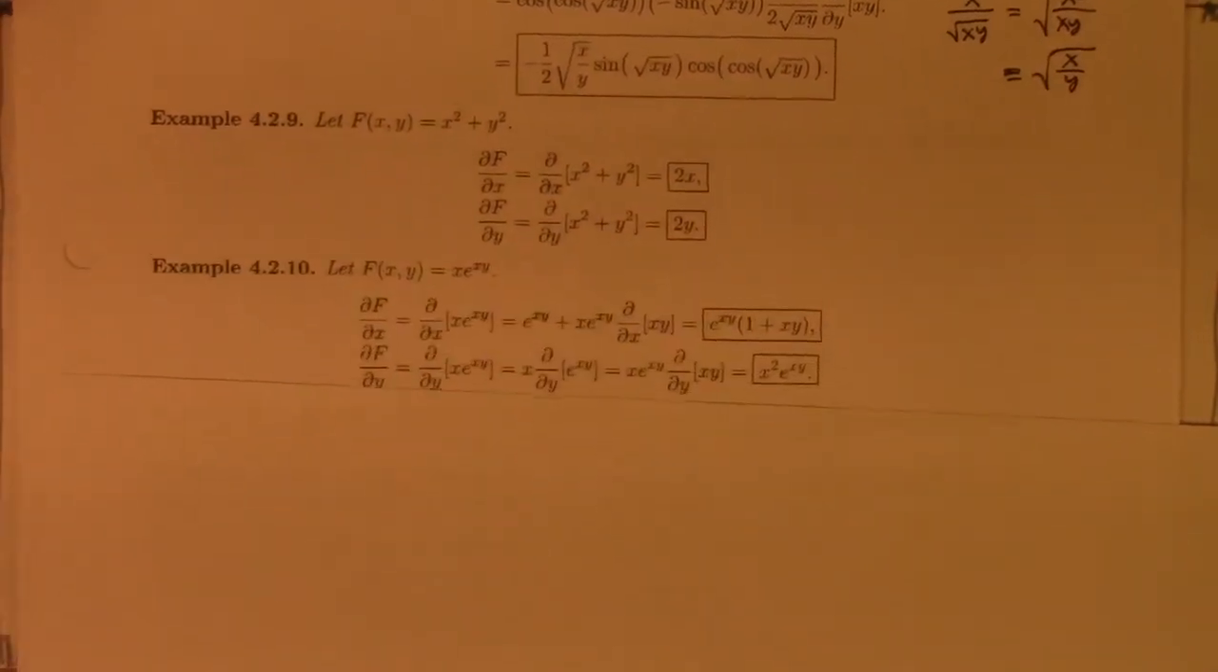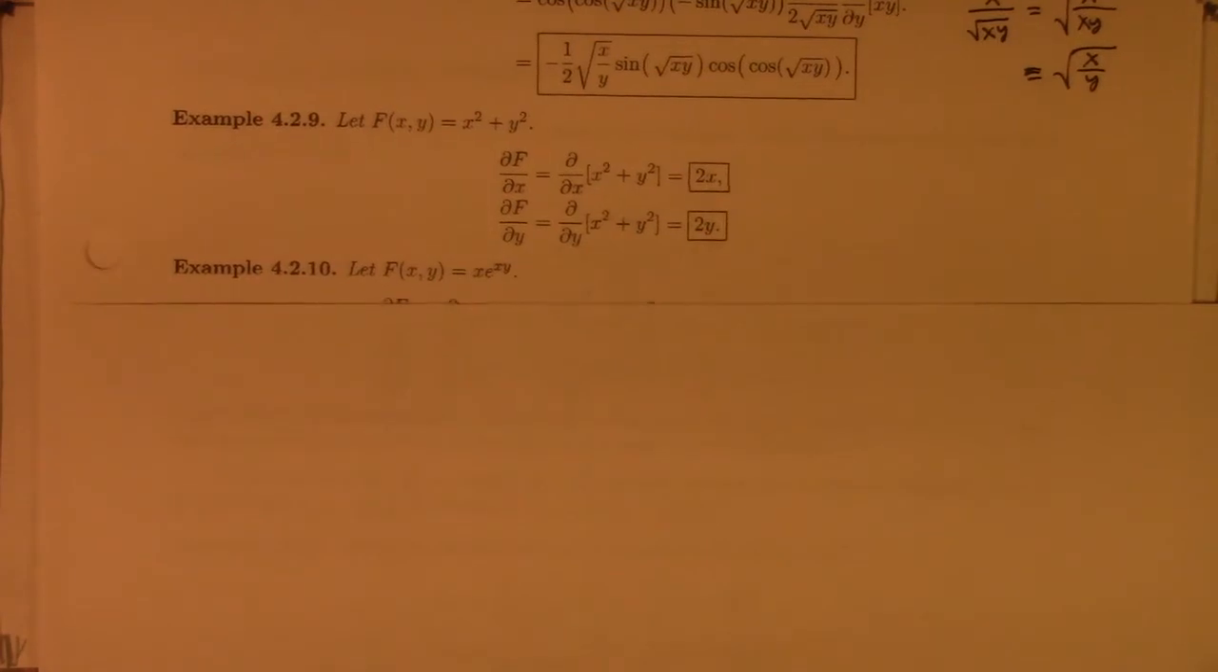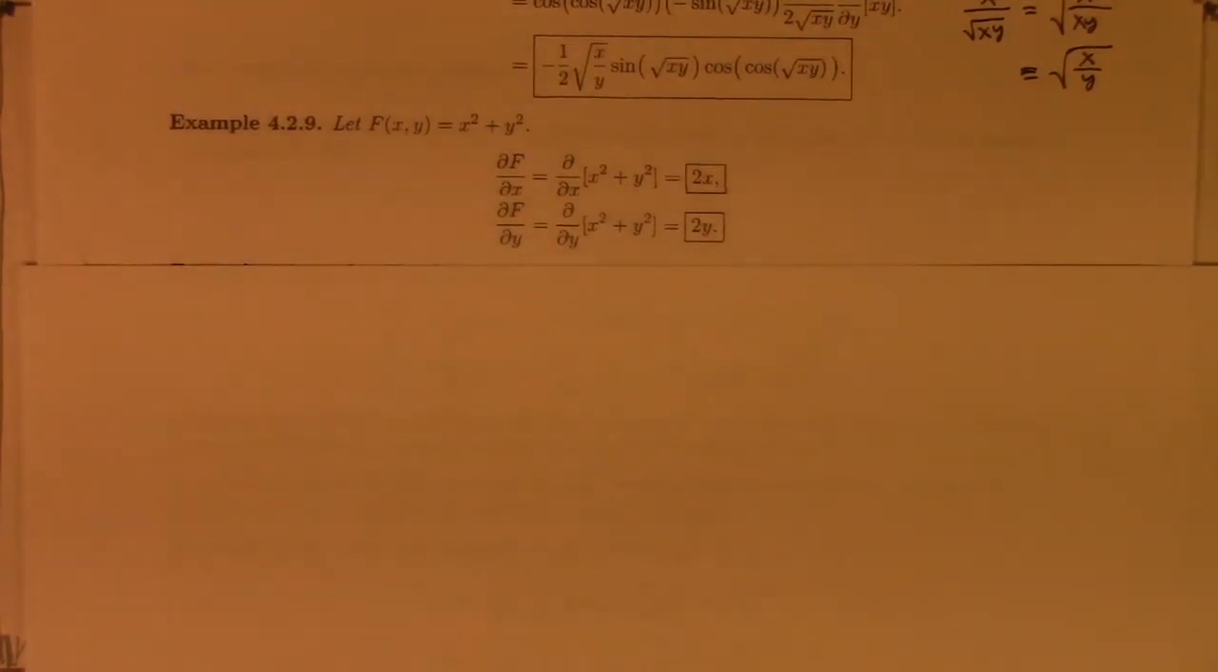Next I have x squared plus y squared. Why didn't I start with this example? That would have been so much easier. I always do this. I have the easiest examples at the end. Partial x of x squared plus y squared is just 2x. With respect to y, you get 2y.